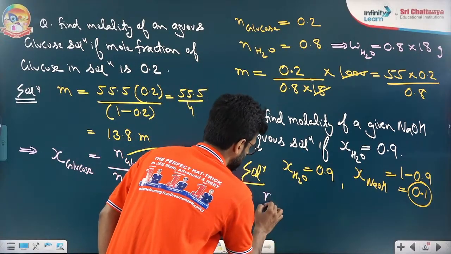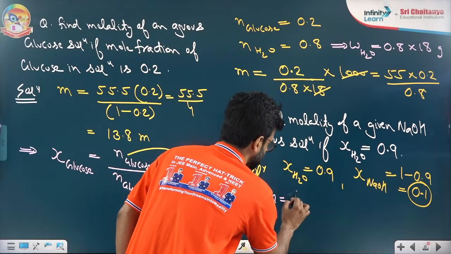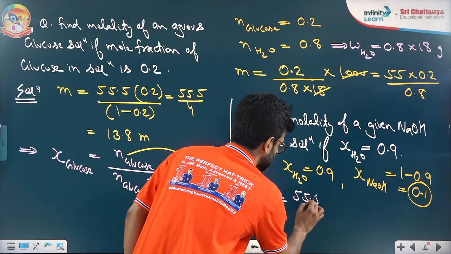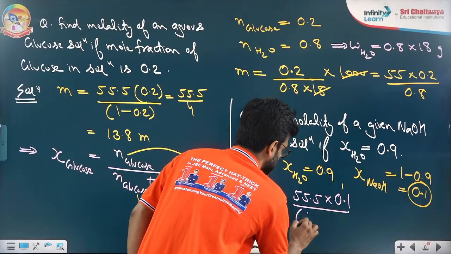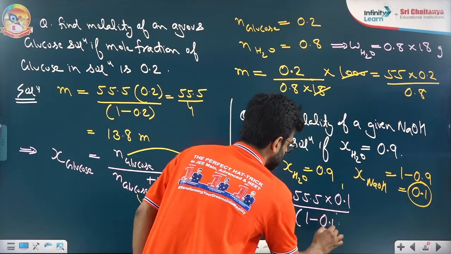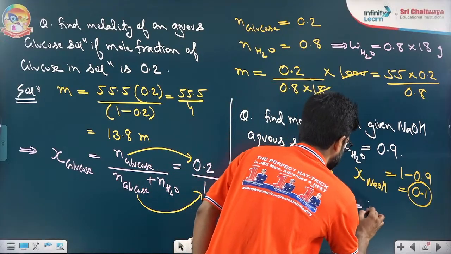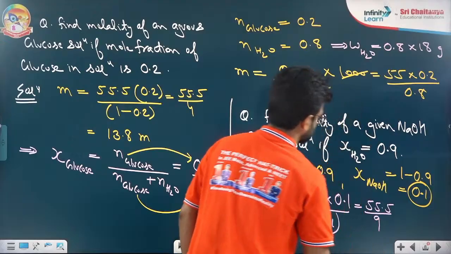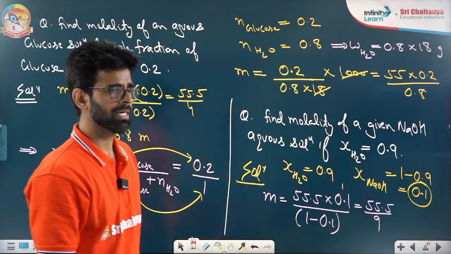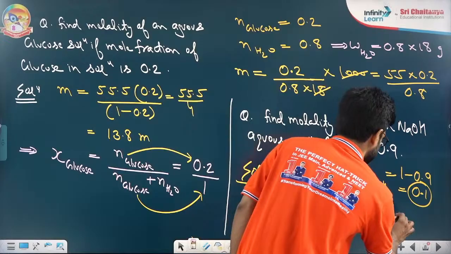Yes, the molality is 55.5 into 0.1 divided by 1 minus 0.1, right? So if you solve this, what is coming? 55.5 divided by 9 is coming. Okay, so from here I think what's coming?